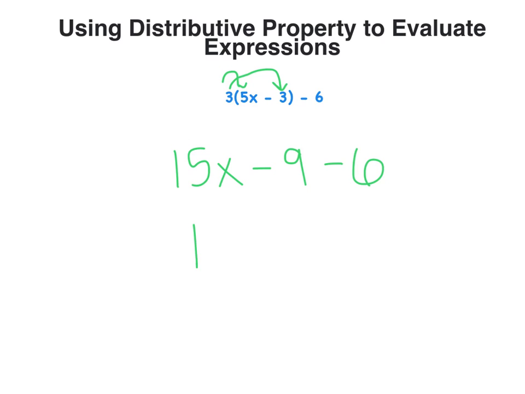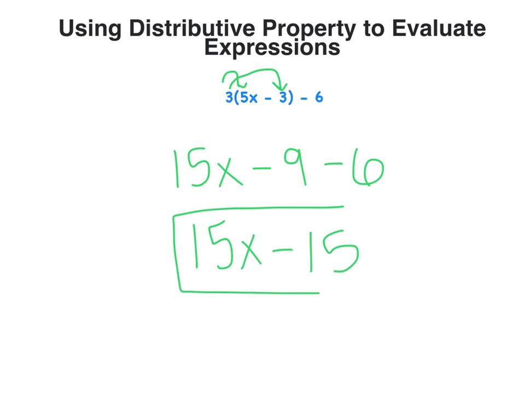So 15x would just come down. It would stay the same. And then minus 9 and minus 6 would be minus 15. So there was our little wrench. So this would equal this up here. And then if we wanted to, we could say, well, what if x equaled 3? And you could evaluate that and figure out what the answer would be.